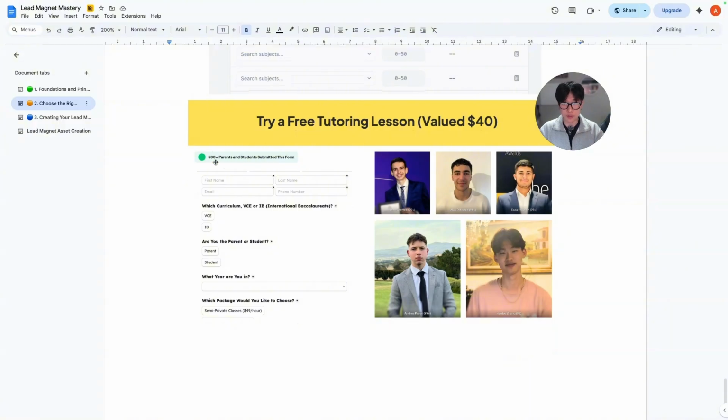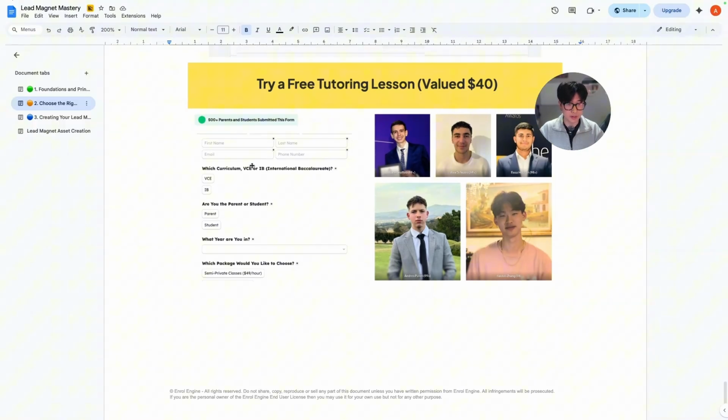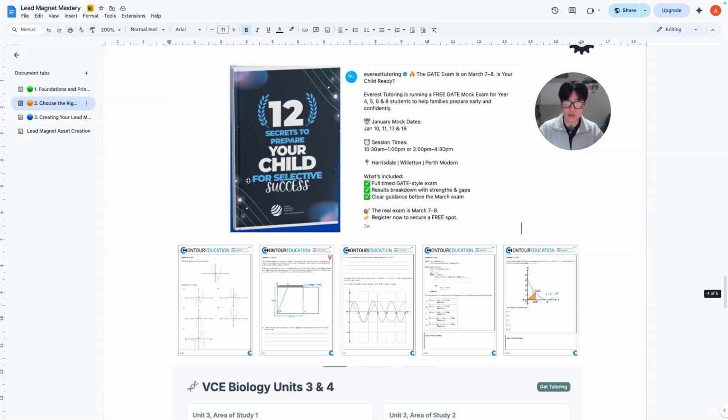Cool. And I also like the number of parents that submitted the form. That can be a really good indicator as well. So awesome. And that's just some few examples.